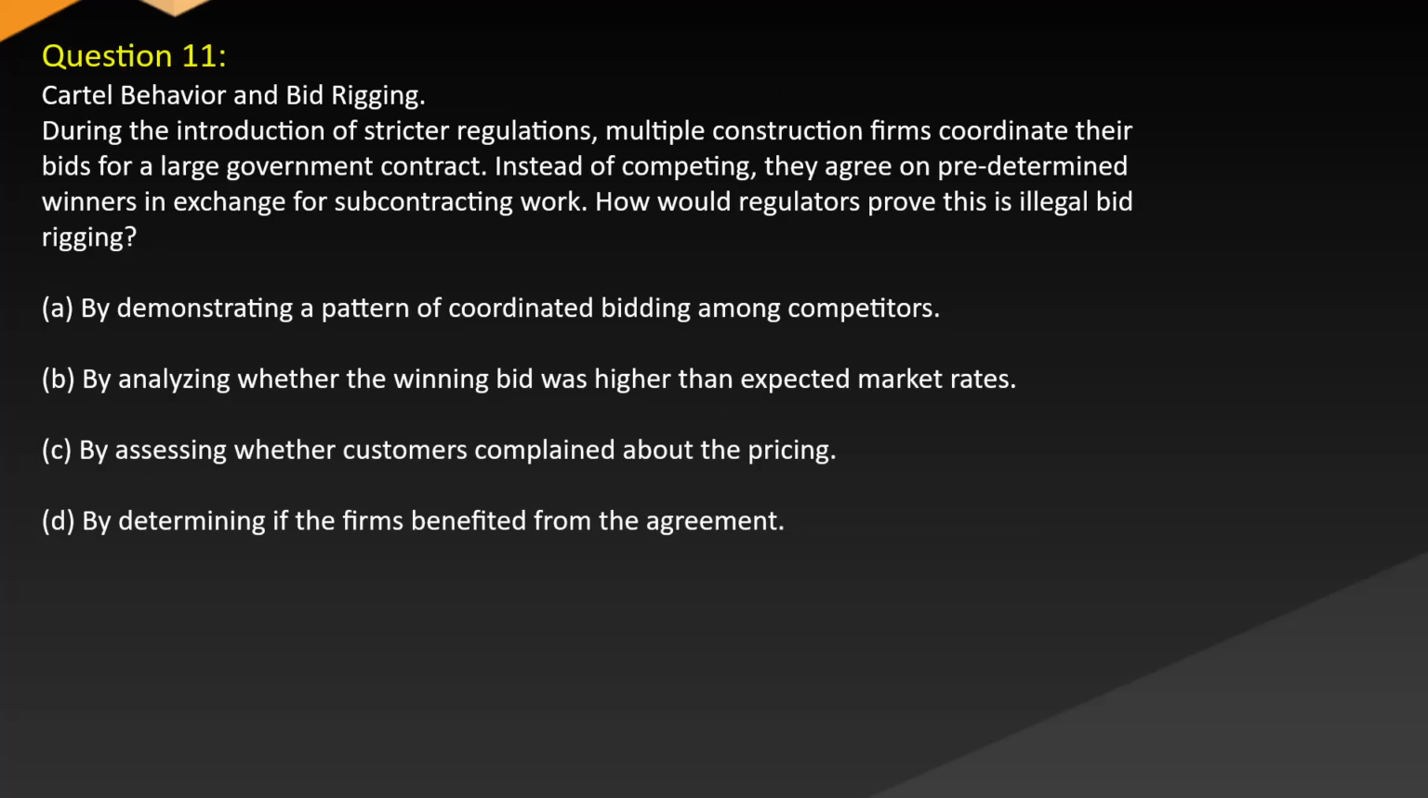Question 11. Cartel behavior and bid rigging. During the introduction of stricter regulations, multiple construction firms coordinate their bids for a large government contract. Instead of competing, they agree on predetermined winners in exchange for subcontracting work. How would regulators prove this is illegal bid rigging?